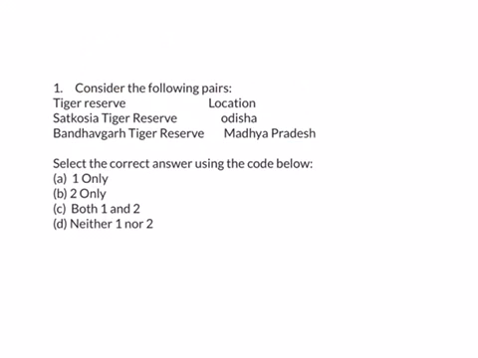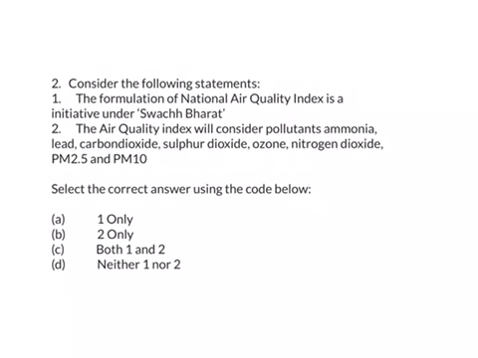Now let's see our today's questions. The first one is, consider the following pairs. Match this tiger reserve and where it is located. Satkosha Tiger Reserve, Odisha. Bandhavgarh Tiger Reserve, Madhya Pradesh. The second question is, consider the following statements. The formulation of National Air Quality Index is an initiative under Swachh Bharat Mission. The Air Quality Index will consider pollutants, ammonia, lead, carbon dioxide, sulfur dioxide, ozone, nitrogen dioxide, particulate matters of 2.5 and 10.